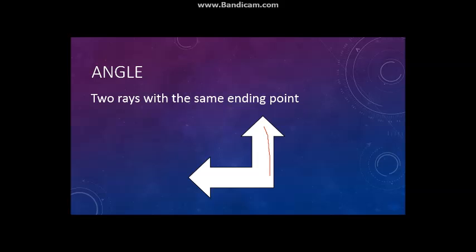Angle, which is two rays with the same ending point. So these both are two rays. I wanted to make it bigger than those two thin lines, but this all has the same ending point. Should have used the laser pointer. Anyway, these have the same ending. So this is point B, and this is ray BC. This is ray BA. They both end at the same ending point.